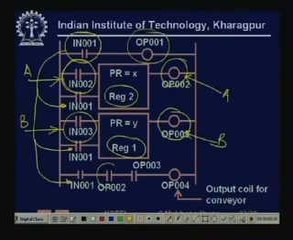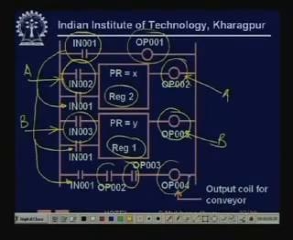So it's in series. So OP003: when you put them in series, you want that both of them must reach their preset count values. Only then the conveyor will run. If you put them in parallel, it means that if any one of them reaches that preset value, then the conveyor will run. So this is an example where we can use a counter for an industrial problem.